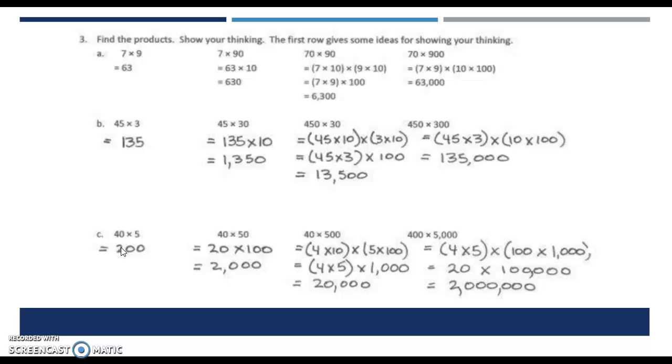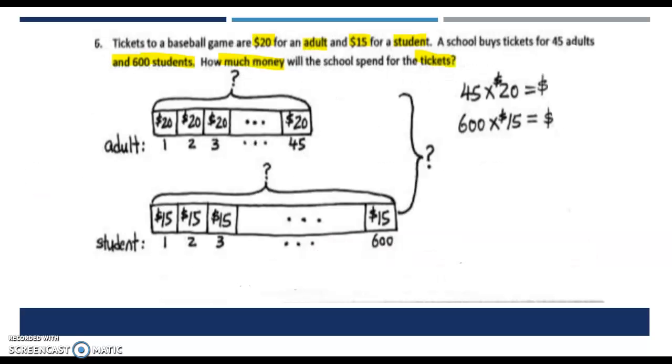So now 45 times 5 is 200. So now they're going to do 40 times 50, which is going to decompose into 20 times 100 is 2,000. So now 40 times 500: 4 times 10 times 5 times 100 is 4 times 5 times 1,000, which equals 20,000. 400 times 5,000: 4 times 5 times 100 times 1,000, 20 times 100,000 would give you 2 million. So this would be helping you multiply and decompose.